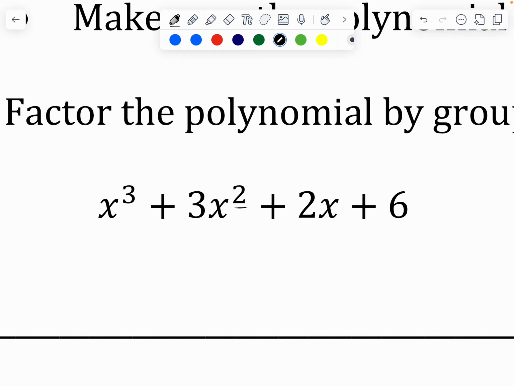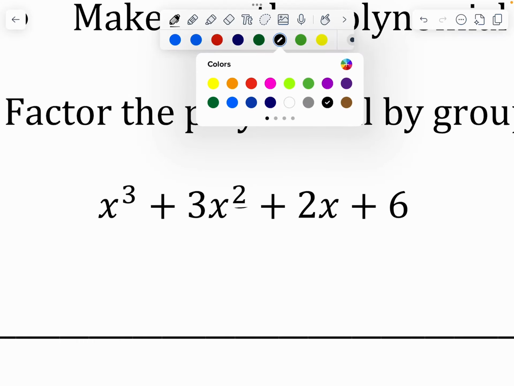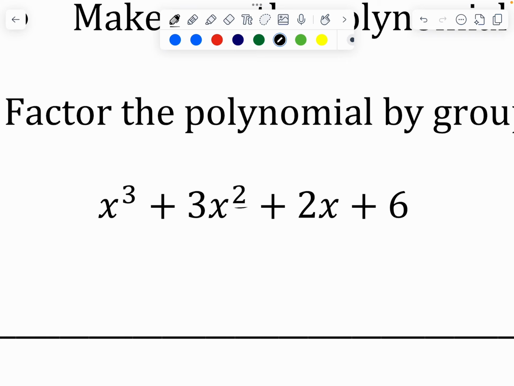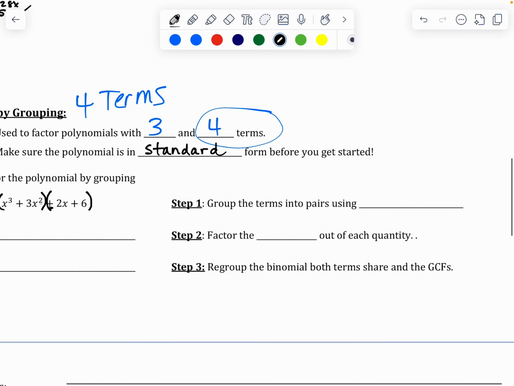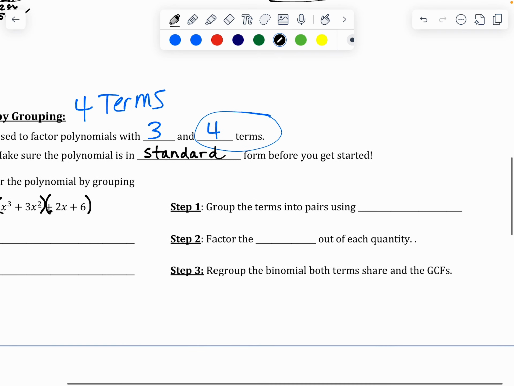Okay, next thing I'm going to do is I am going to put parentheses around my first set of numbers, x cubed plus 3x squared. And then I'm going to group the second set of numbers together. So plus 2x plus 6. We have to include that plus 2x right there because it's attached to the 2. So it needs to be in the parentheses. Okay, so we're going to group the terms into pairs using parentheses.